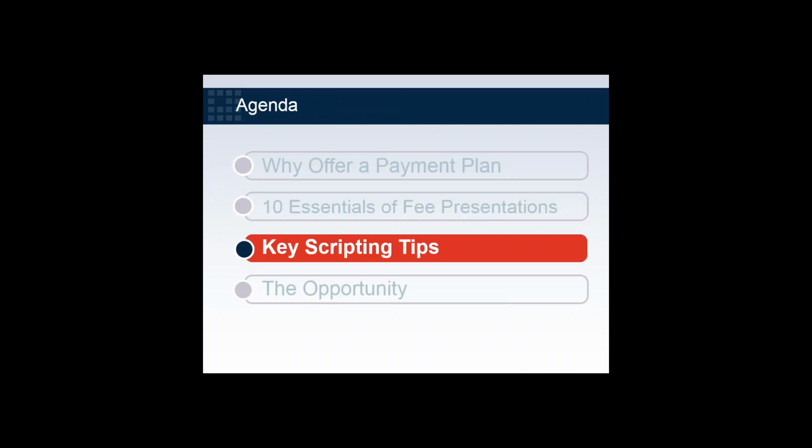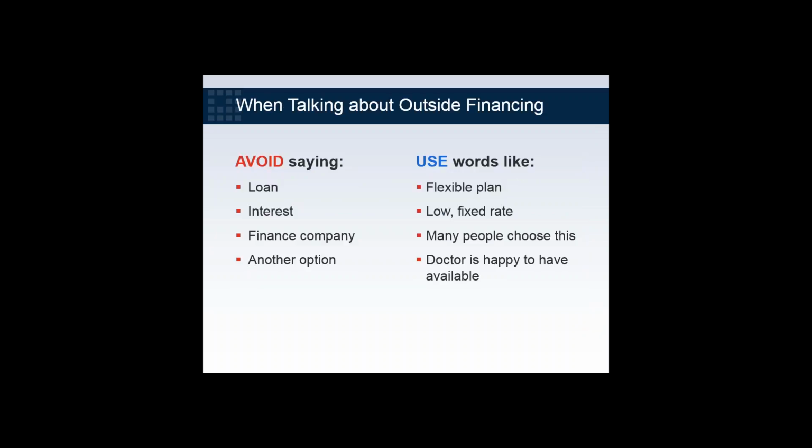So now let's talk about some key scripting tips because, as we talked about earlier, it's how we say what we say, but it's also what we say. So avoid using the word loan. As soon as we say the word loan to a patient, all they're going to think about is, I don't need another loan. Let's talk about it being a flexible plan, something that can fit within their budget. Instead of talking about the word interest, let's say the words low fixed rate. It's more comfortable. I call these the pain words and the happy words.